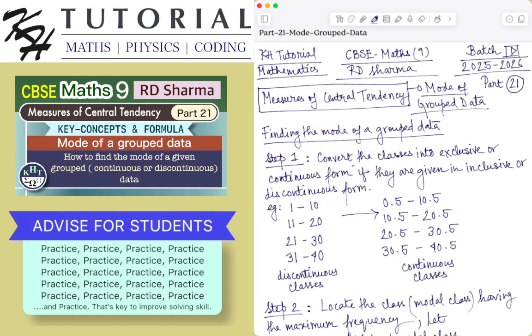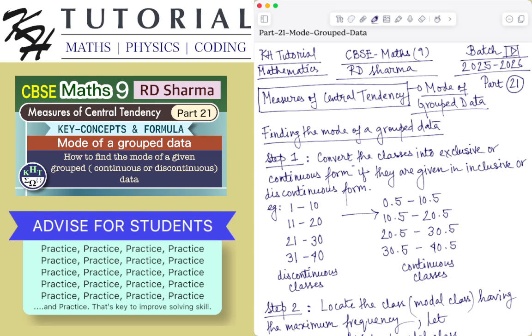Okay, so how do we find the mode of a group data? We are given classes and their frequencies. The class could be given either in the exclusive form, which is continuous, or in inclusive form, which is discontinuous. Now, the first step is that we have to convert the given classes of the group data into exclusive or continuous form if they are given in inclusive or discontinuous form.